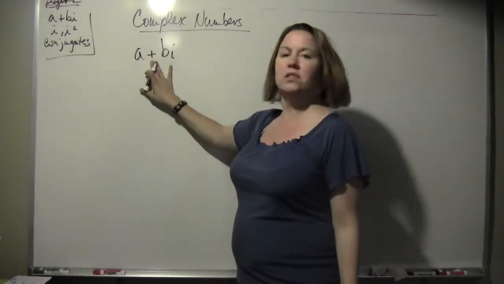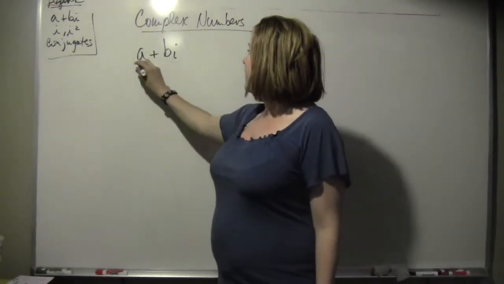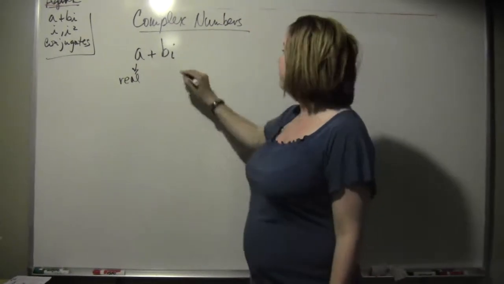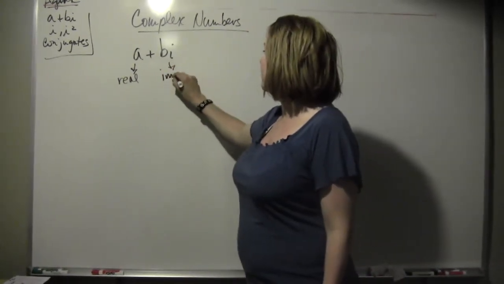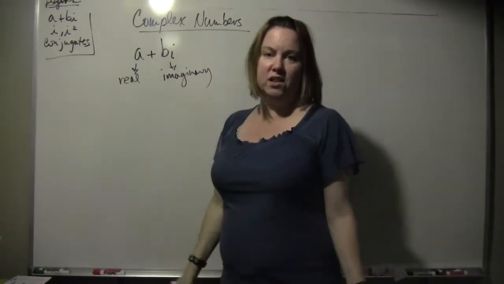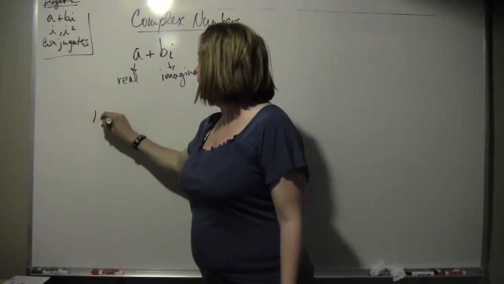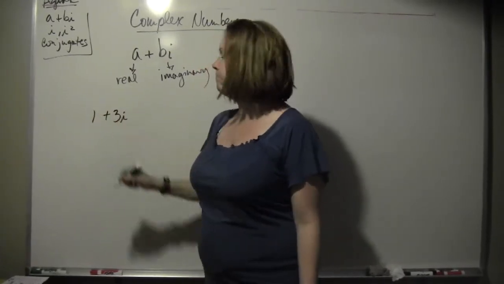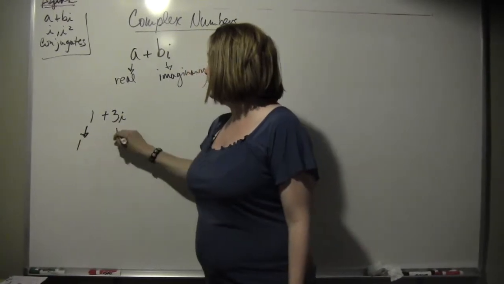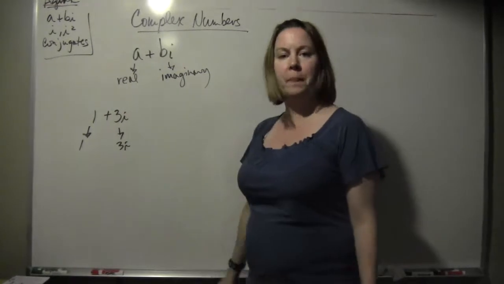Gauss is who discovered complex numbers, how to write it this way. This is the real part. That's a real number. And this is the imaginary part. And you know that because of the i for imaginary. So, in other words, the number 1 plus 3i has the real number 1 and the imaginary number 3i together.